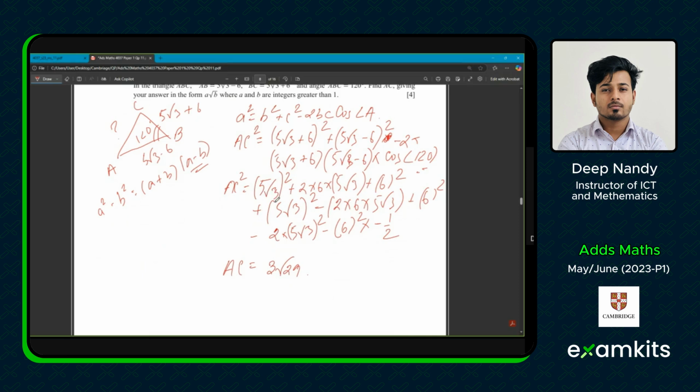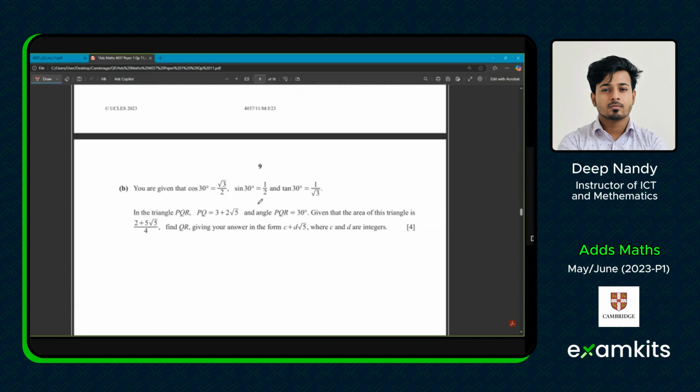For the calculation, the value of (5 root 3) whole square is 75, as (5 root 3) whole square equals 5 square into (root 3) whole square, which equals 3. So 25 into 3 equals 75. By doing this simple calculation, you can get this value.